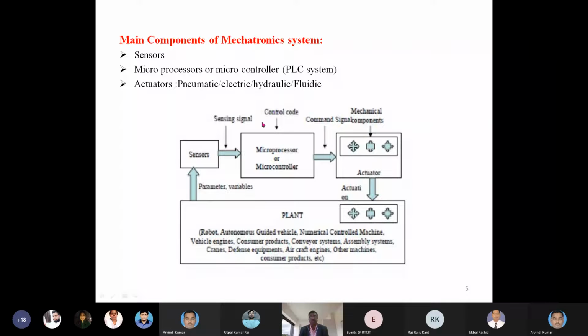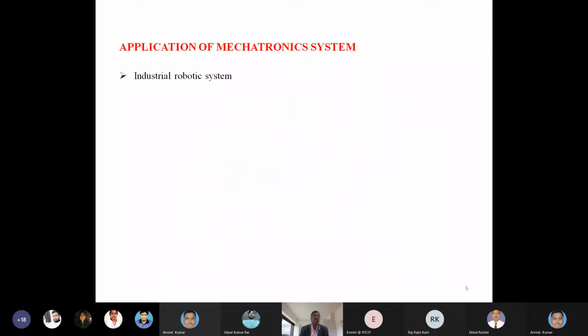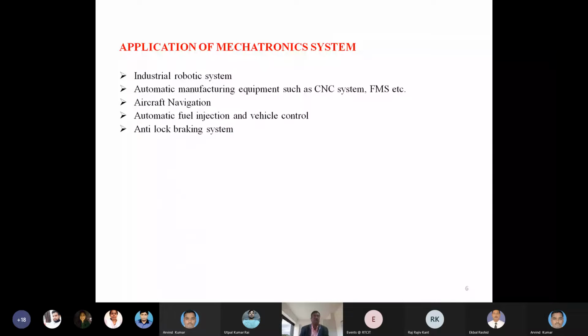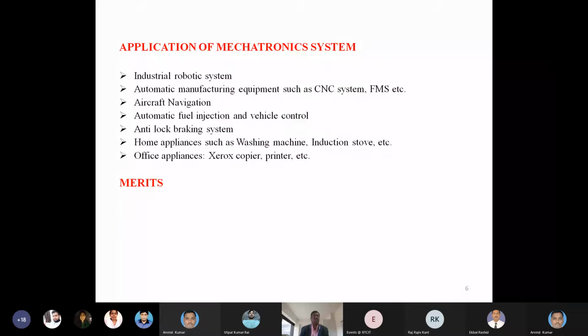So this is how the simple mechatronic system is being implemented in many applications. Okay. So a typical mechatronic system has many applications. These are a few of the applications. The industrial robotic system, all of us are aware of that.